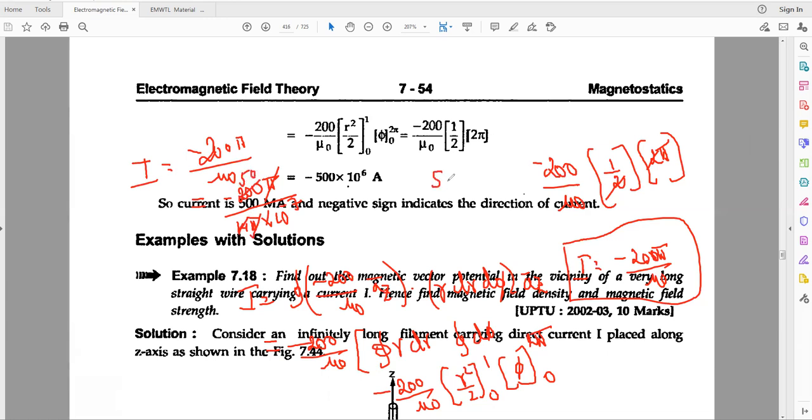So 50 by 10 power minus 7 means you get 10 power 7 in the numerator. So we can take it as 500 into 10 power 6. The current I is equal to minus 500 into 10 power 6 amperes. Got it, my dear students?